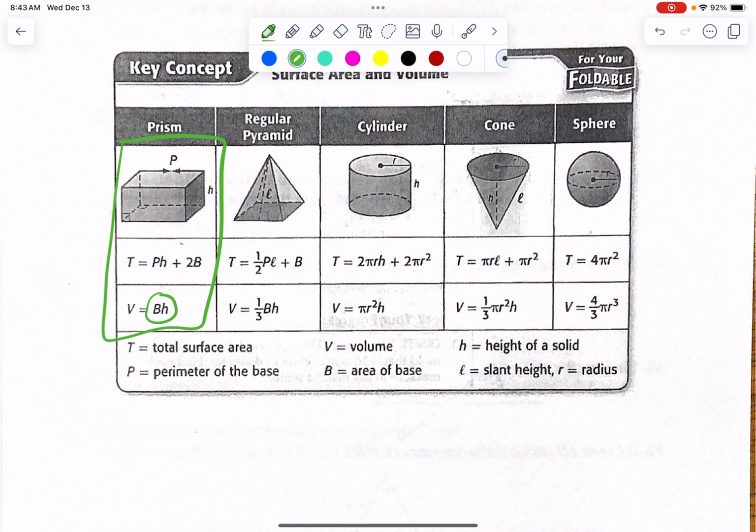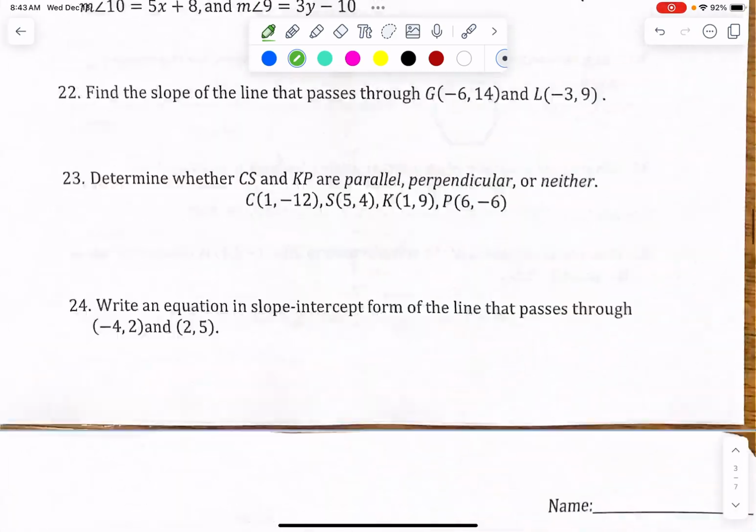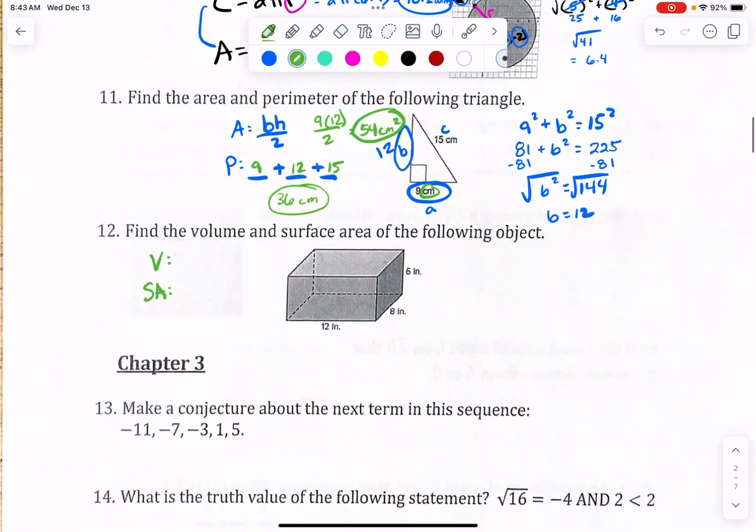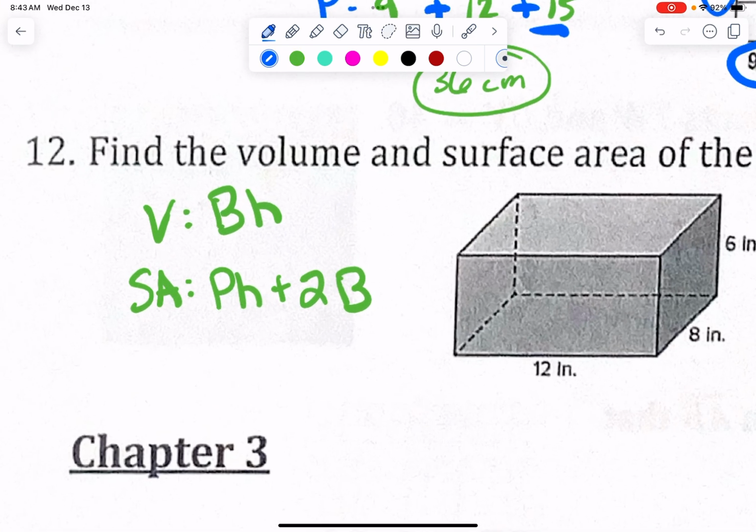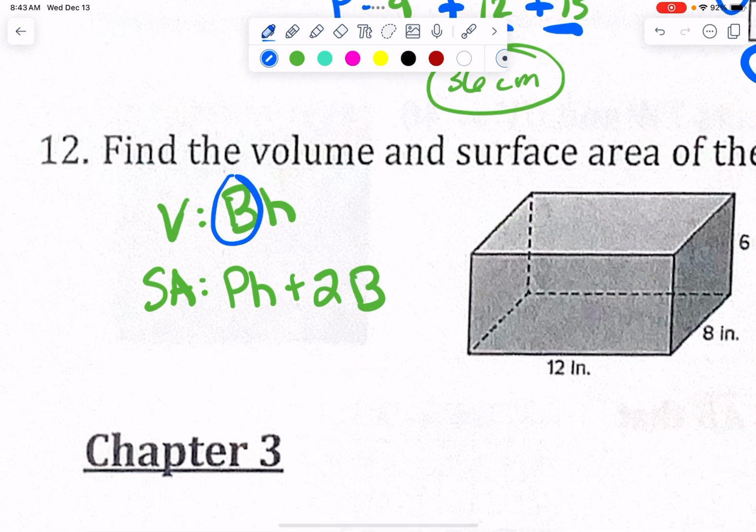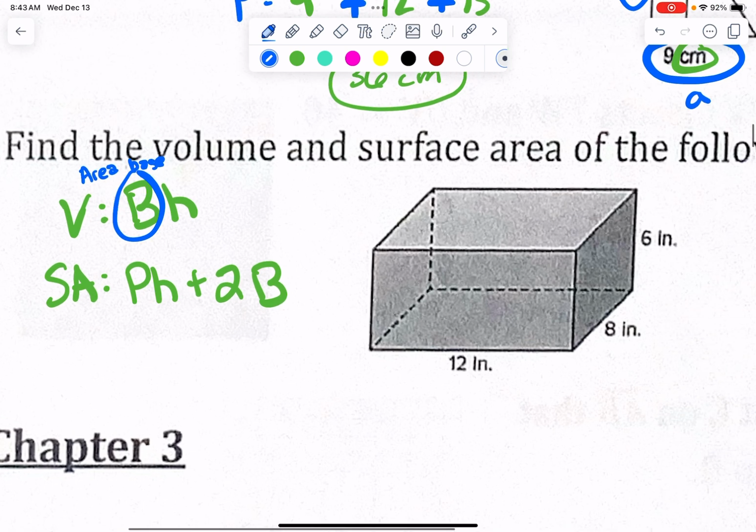And then the surface area, I don't know why they represent it as T, like total surface area, something like that, is capital P times H plus 2 capital B. Okay, so let me write that down. Capital P times H plus 2 capital B, and this is just capital B times H. Anytime you see capital letters, that means of the base. So this is the area of the base, or in other words, area of the base would be 12 times 8.